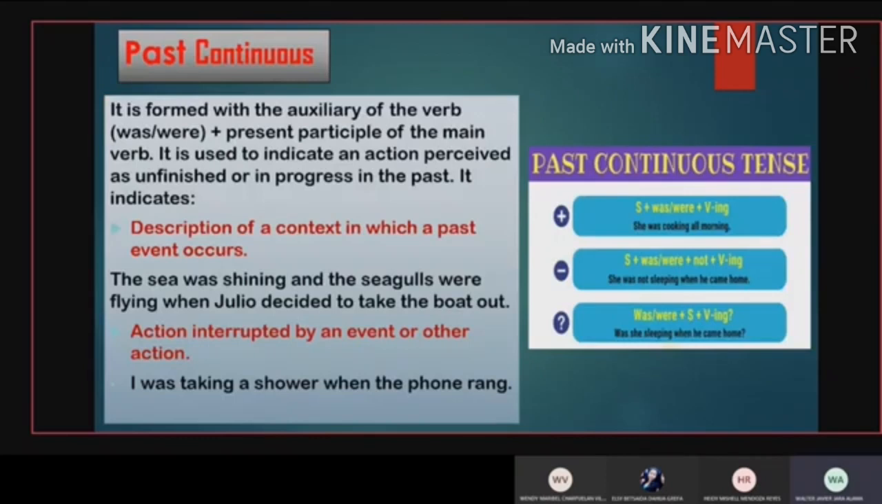Past continuous. It is formed with the auxiliary verb was/were plus the present participle of the main verb. It is used to indicate an action perceived as unfinished or in progress in the past. It indicates a description of the context in which a past event occurred. For example, the sea was shining and the seagulls were flying when Julie decided to take the boat out.